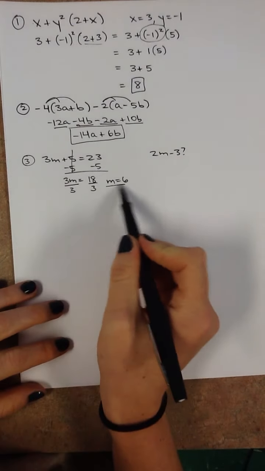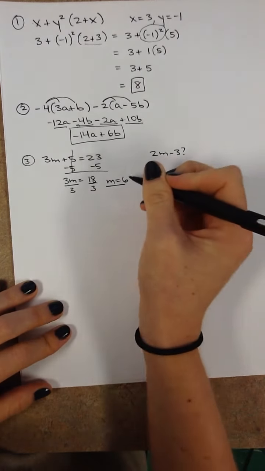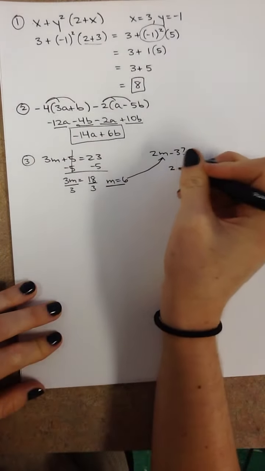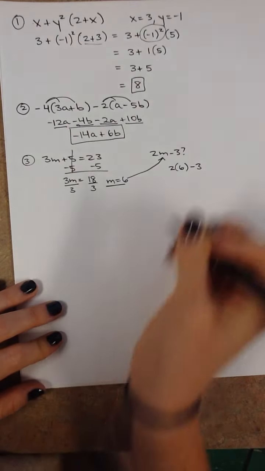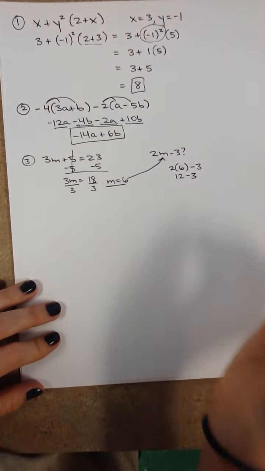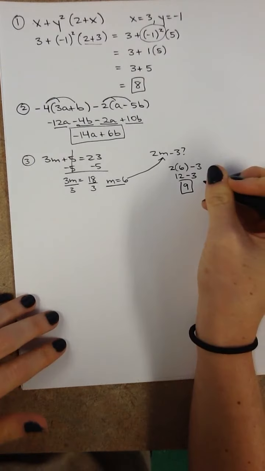Knowing now that m is 6, we want to know what is 2m minus 3. So we take this 6 and plug it in for m, and then simplify down. So 2, and then plug in the 6, minus 3. First we multiply the 2 times 6 together, and we get 12, and then you subtract 3. 12 minus 3 gives us an answer of 9, which on the multiple choice was letter B.